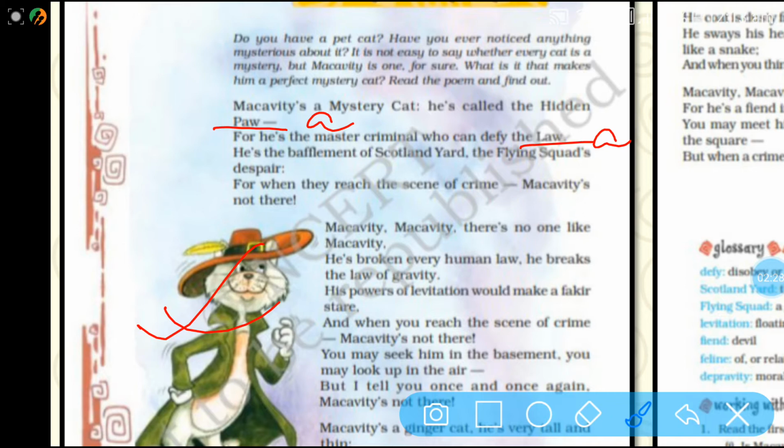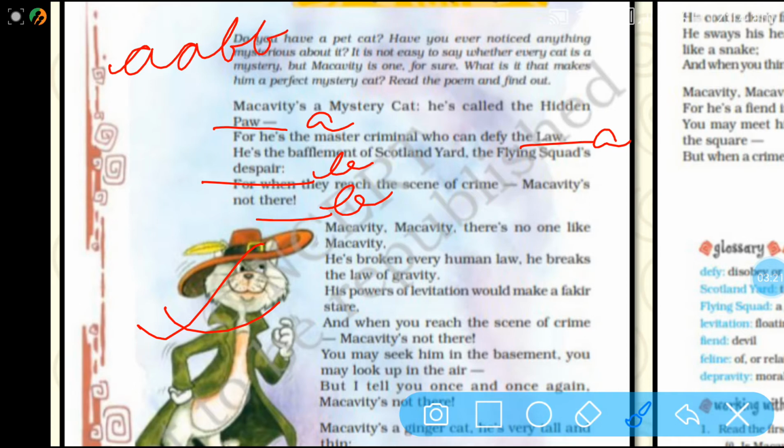Now coming to the third line. Here's the bafflement of Scotland Yard, the flying squad's despair. For when they reach the scene of crime, Macavity is not there. You can see these two last words are also the same in tone but different from the first two lines, paw and law. Despair and there are similar in tone, so we will denote it with B. So the rhyming scheme of the first stanza stands as A, A, B, B.